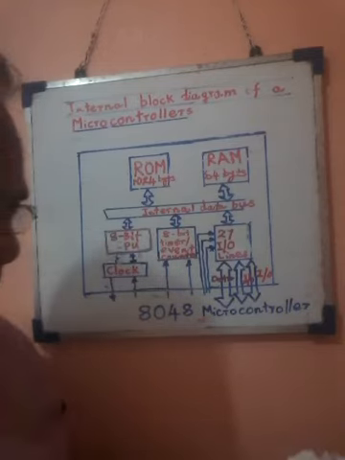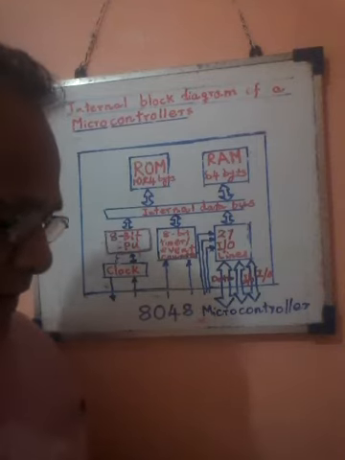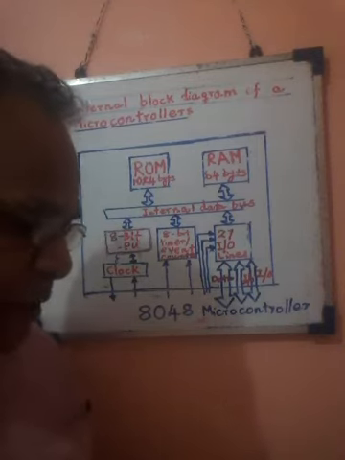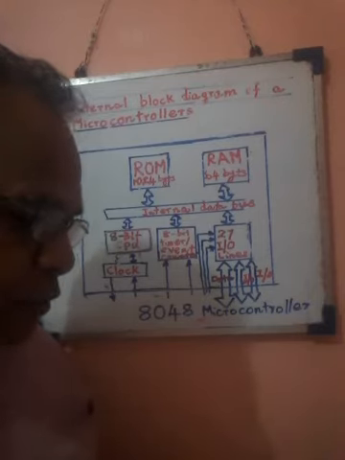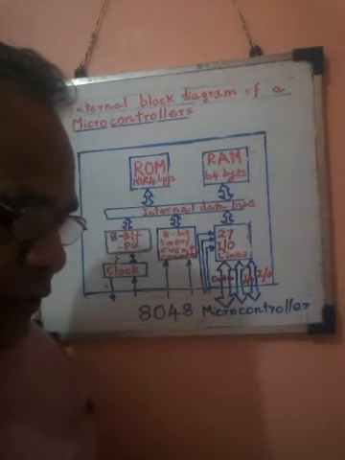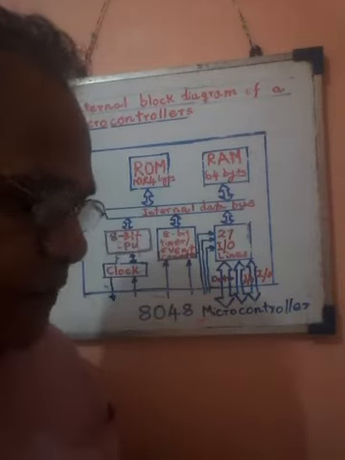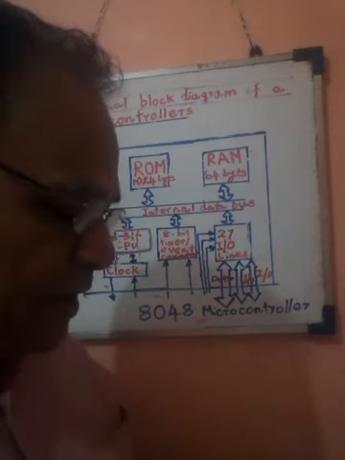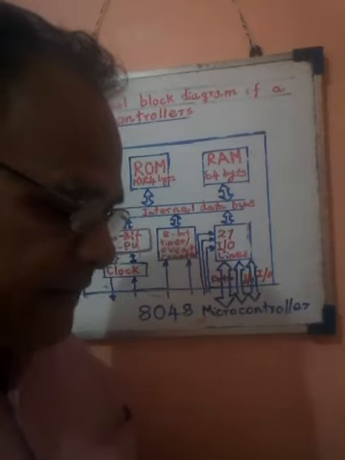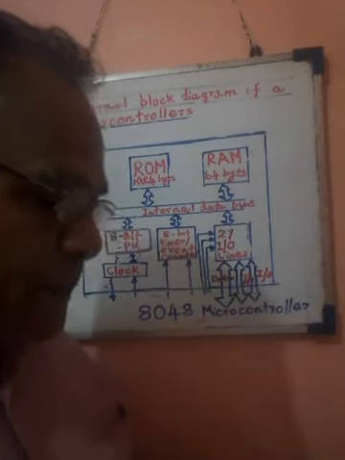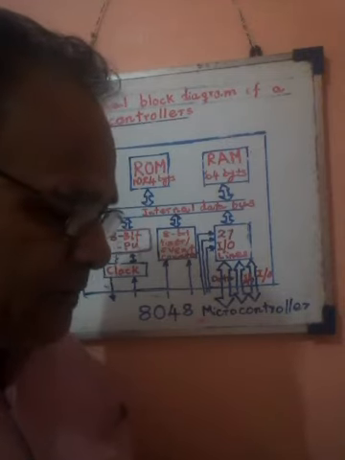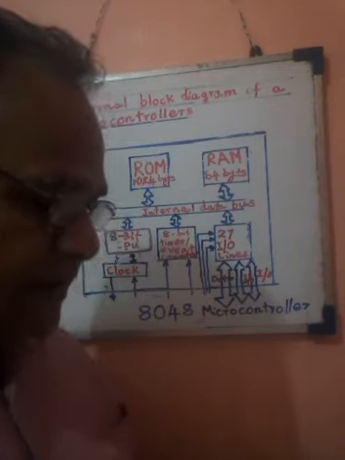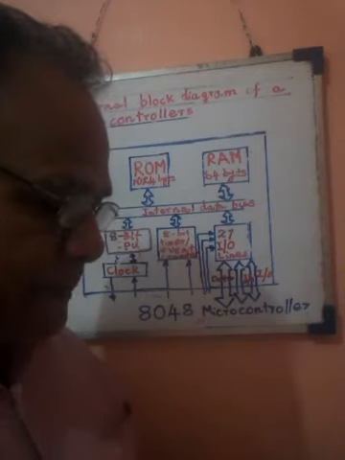Now again I am telling this. What is a microcontroller? A microcontroller is a device that contains most or all of the blocks of a microprocessor system. They also often have additional features such as onboard AD converters, serial communication port, timers, comparator, etc.